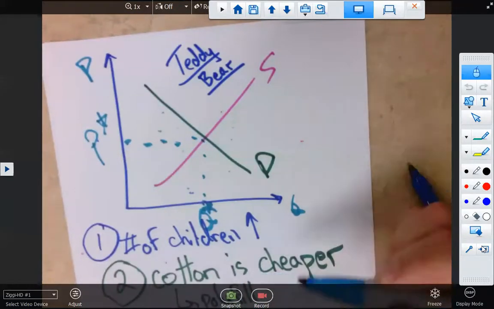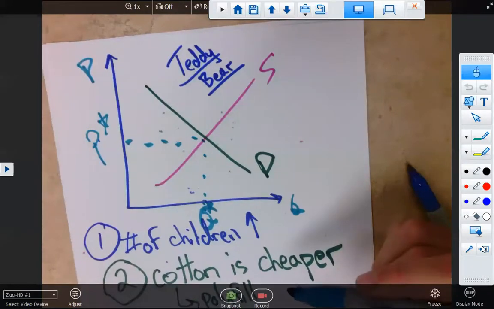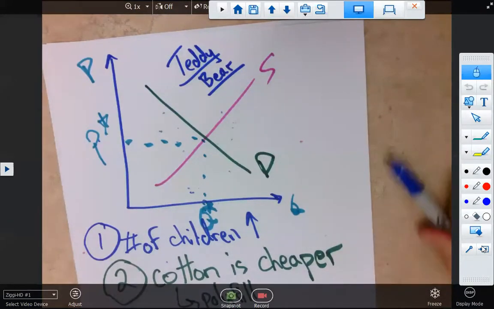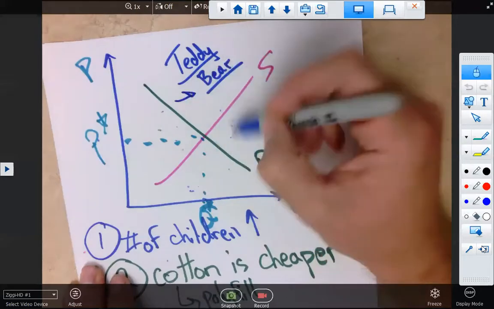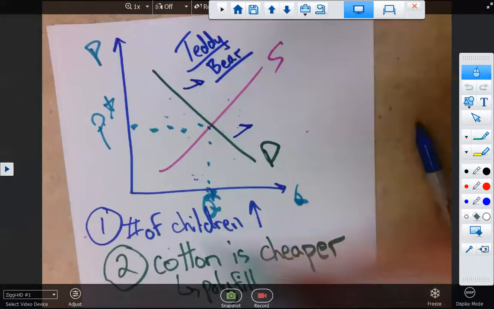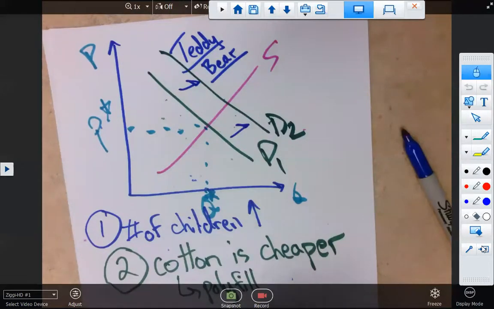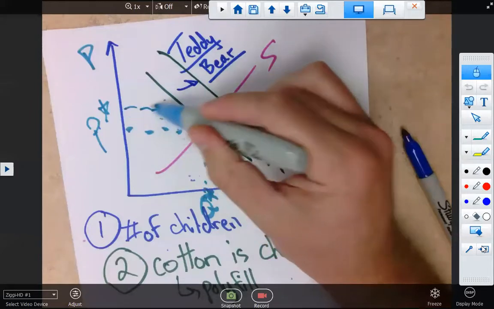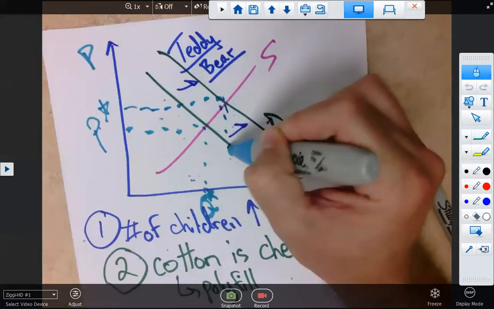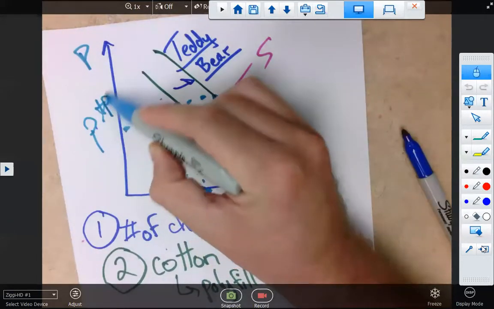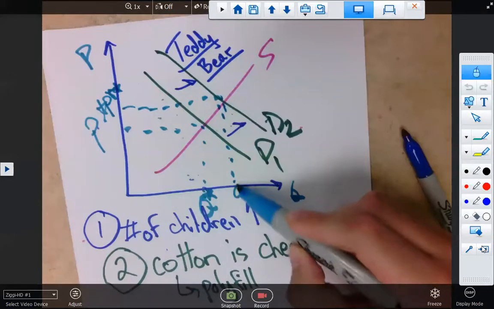So what happens when the number of children increases? Demand would increase, very good. That's going to shift out that way, demand 2, demand 1. Okay, so what happens to equilibrium price and quantity? Increase. So when the new X meets the spot, that's going to be P double star and Q double star.